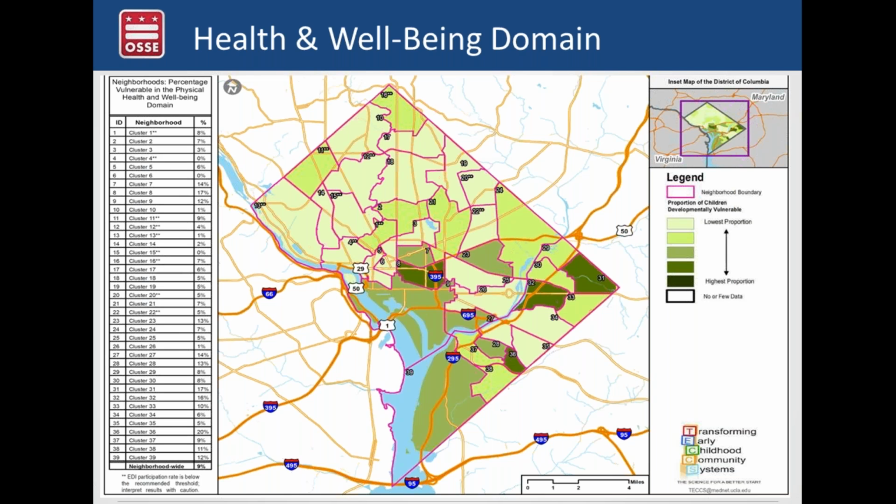And as we saw in the very first bar graph, DC is doing pretty well relative to the national average, and so that's why you're not seeing as much green here. But if you do want to look at the pattern overall, there's a little bit darker green in Wards 7 and 8, so you can just get a feel for the patterns. We'll go through these a little bit more quickly too.